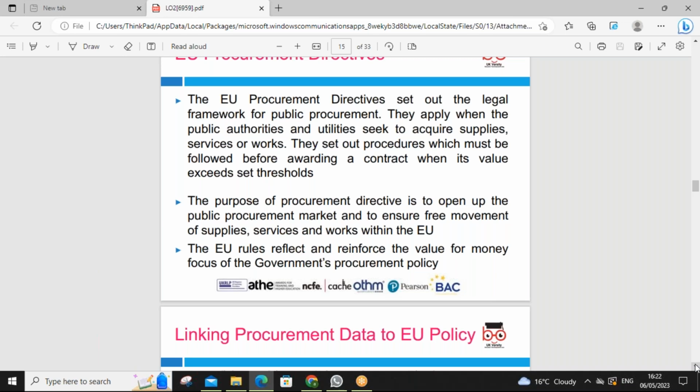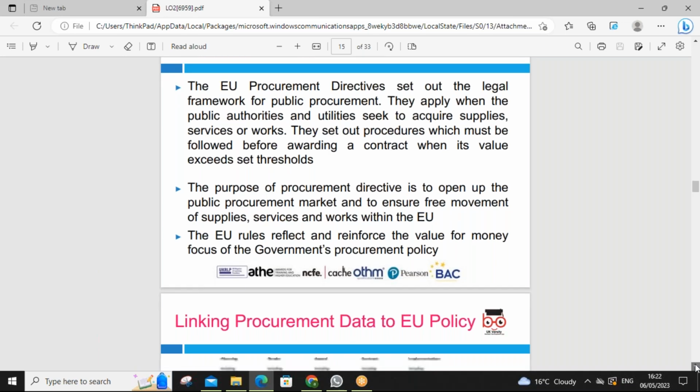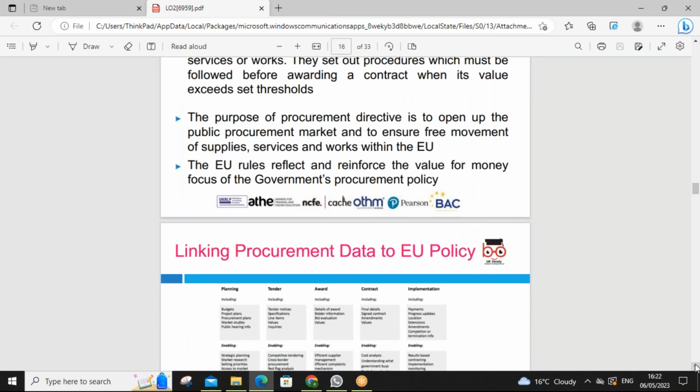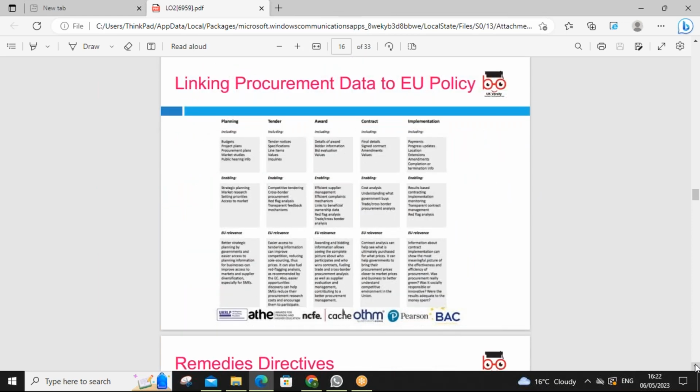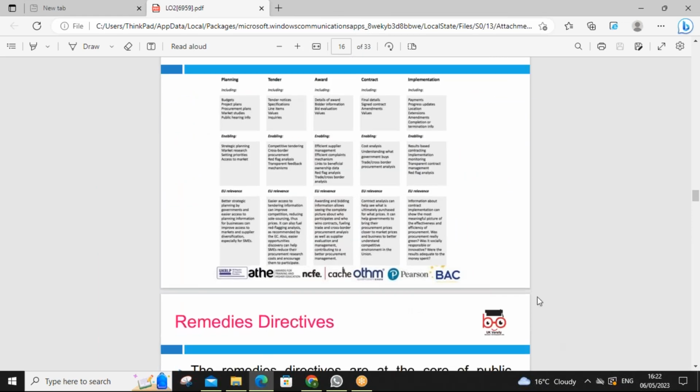So we need to follow the legislation, and there needs to be more transparency. That's the purpose of this. The purpose of the procurement directive is to open up the public procurement market and ensure the movement of supplies, services and work within the EU, and EU laws should be reflected. Value for money really needs to be the focus, because government money is public money that shouldn't be wasted. So we need planning, we need tender, we award the contract, implementation, embedding, and we need to look at the rules.